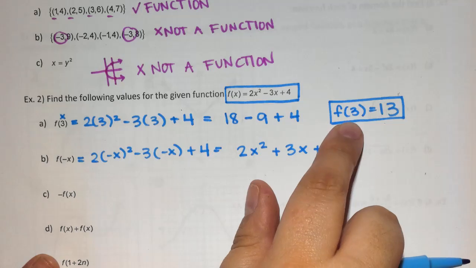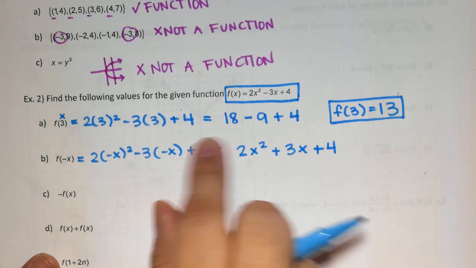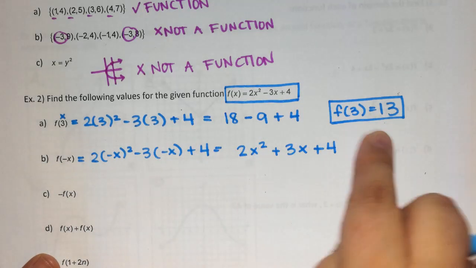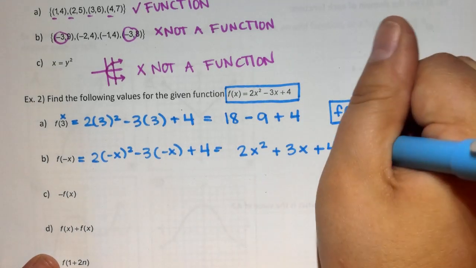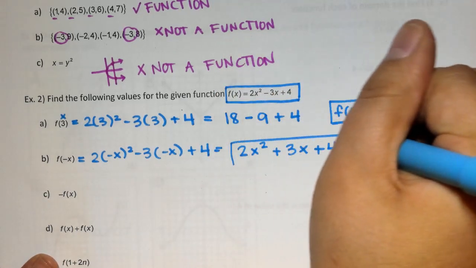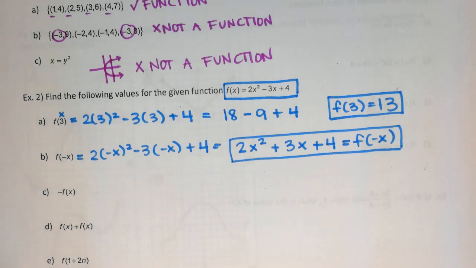Do you see how up here I identified f(3) equals 13? All right. As long as you have an equal sign going all the way through, I'm fine with it like that. I'm probably going to add it just to the end so you identify the answer. Okay?